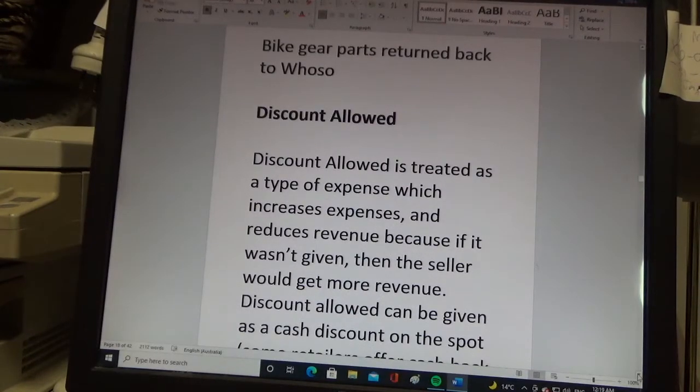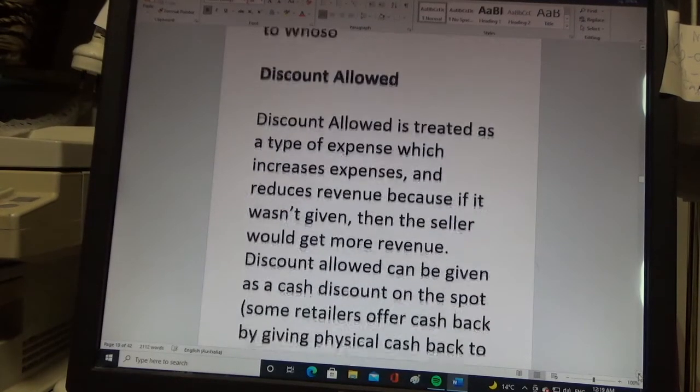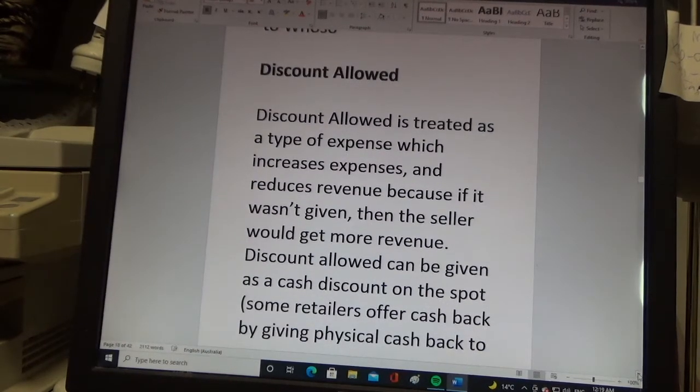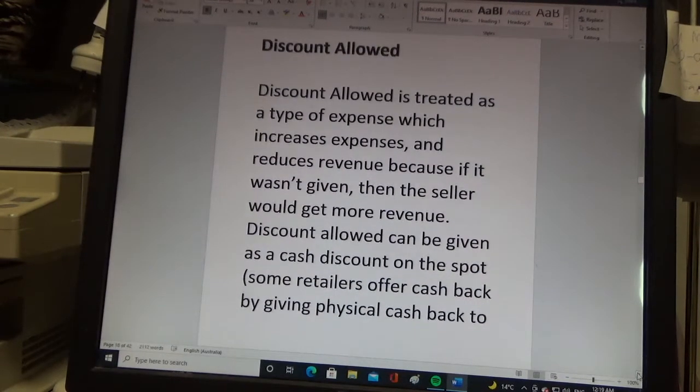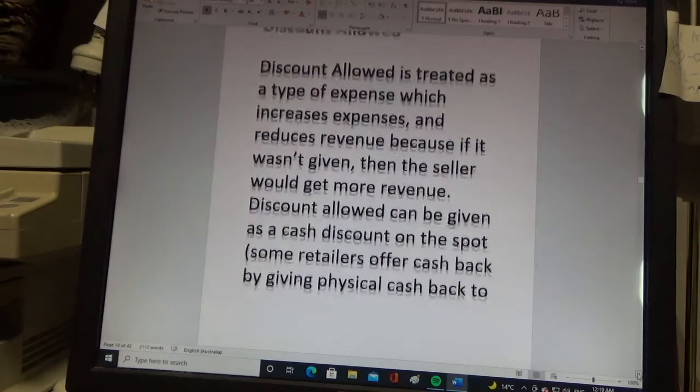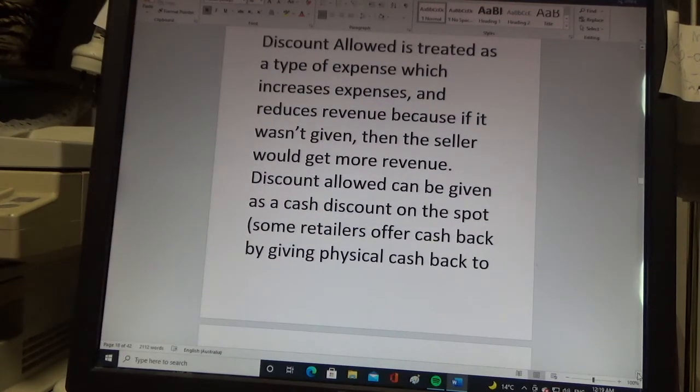Now I'm going to focus on both discount allowed and discount receivable. We'll start with discount allowed. Discount allowed is when you give your customer a discount. It's treated as a type of expense because you don't get the full money in the sale. And don't get confused with sales return, purchase return. This is a completely different concept now, discount allowed and discount received. So discount allowed, you're allowing discounts to your customers. It reduces revenue, but if it wasn't given, then the seller would get more revenue.